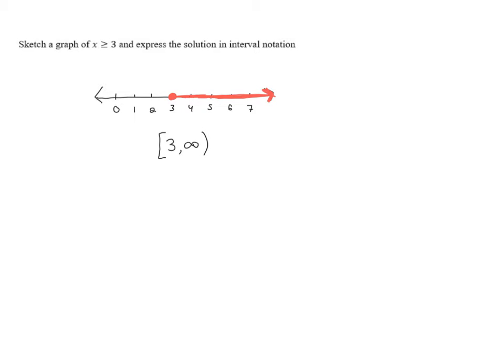We always use parentheses with infinity, but because 3 is a solution, it has a bracket, and so in interval notation, we can express this as bracket 3 comma infinity.